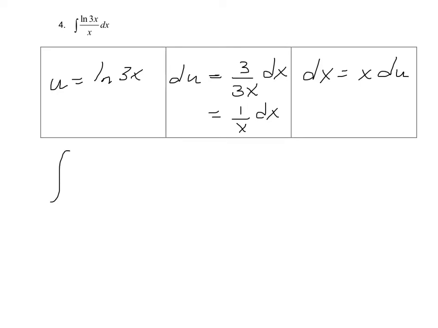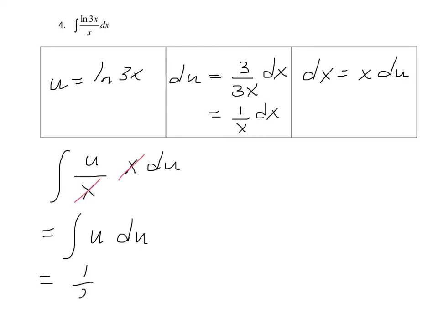Well, I have the integral of u over x, and then dx was x du. Awesome. I'm able to cancel out the x's, that's pretty good, which leaves me with the integral of u du. When I take that integral, I get a half u squared plus c, and last step is I substitute back in. So I get a half ln 3x, I can put that in brackets, squared plus c.